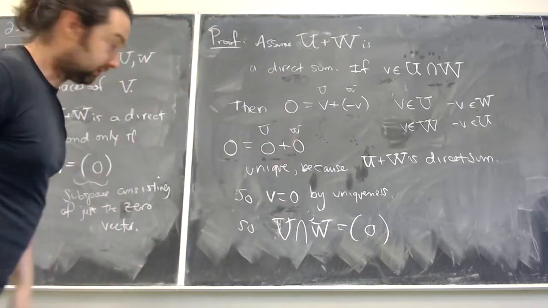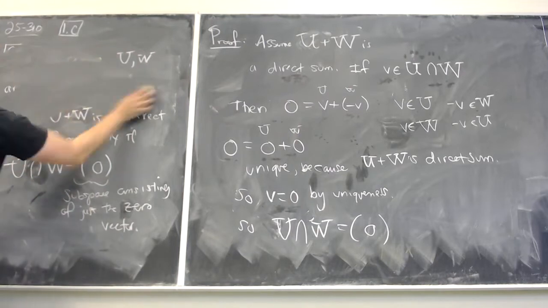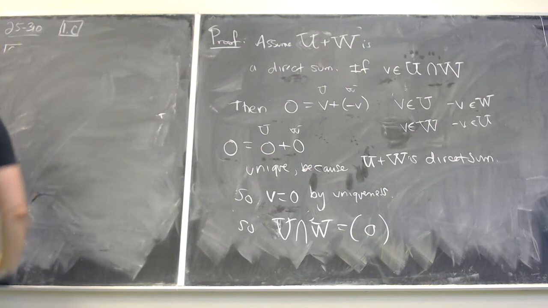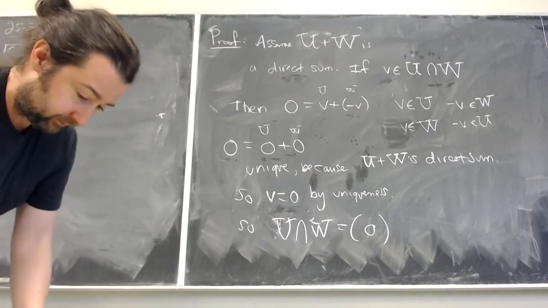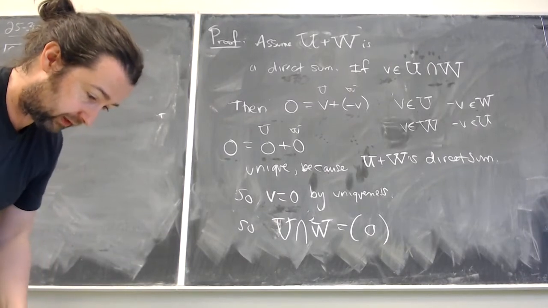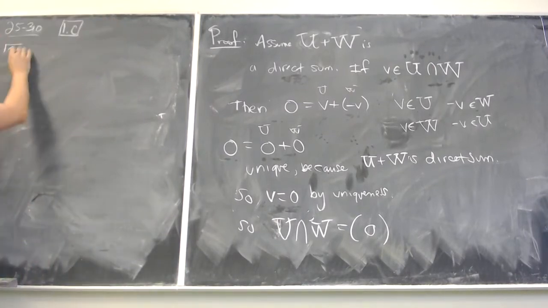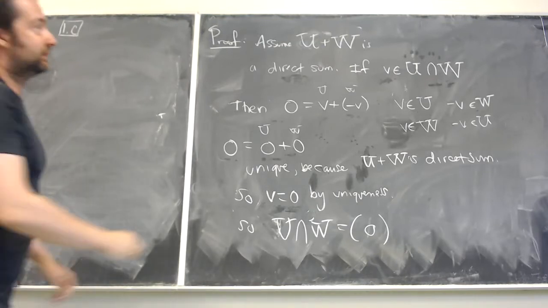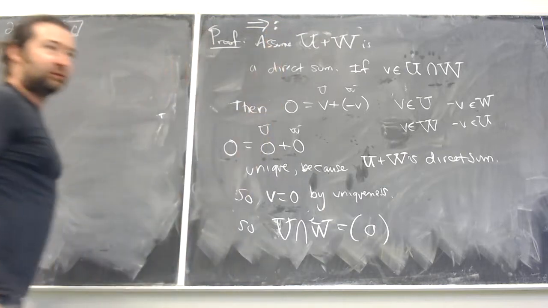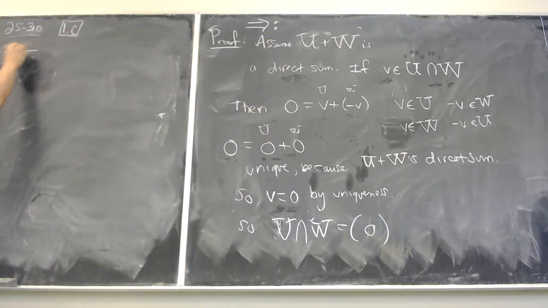Okay, so the hard direction of this proof, if it has one, is the opposite direction. So let's do that. It's actually not so bad. Here, you guys like arrows? There's the forward direction. Here's the backwards direction.